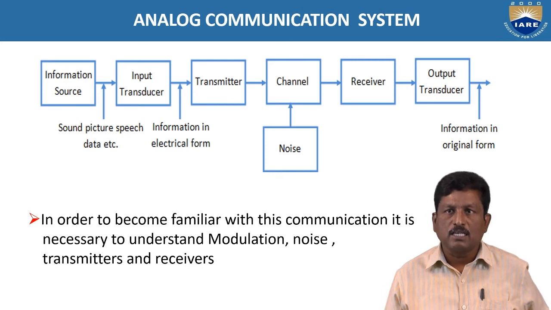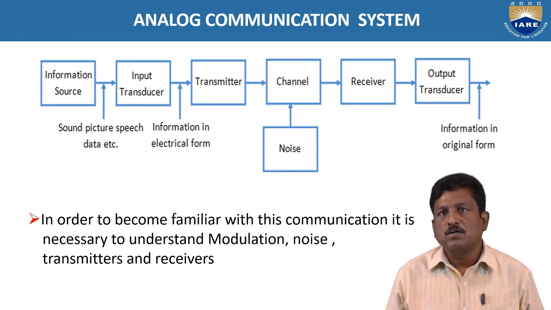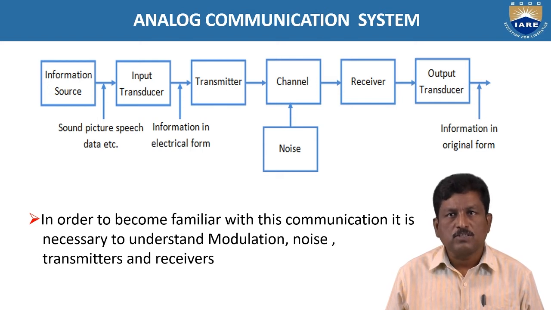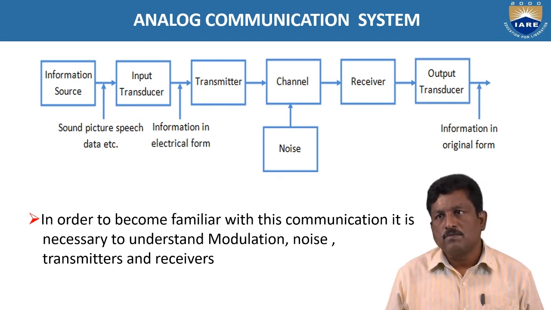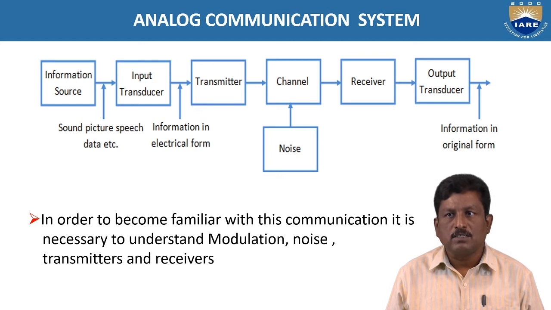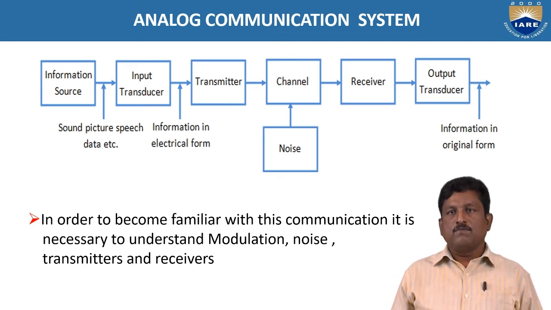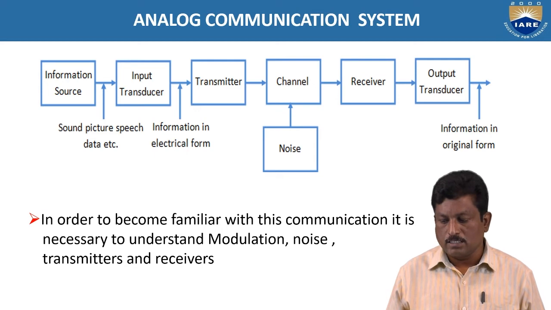Basically there are only three elements. In addition to the basic three elements, we have the input transducer, output transducer, and information source. Finally, there is a destination. So finally, we get the information in its original form at the output of the transducer. So this is about the basic fundamental analog communication system.